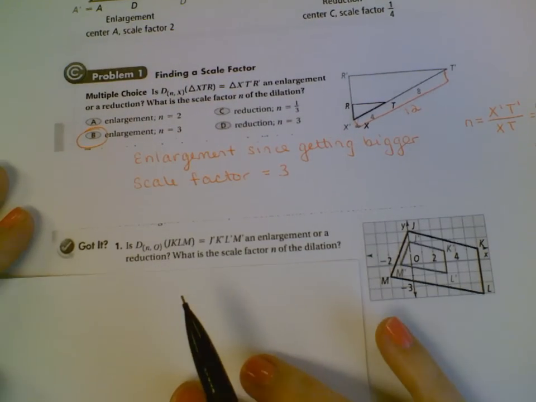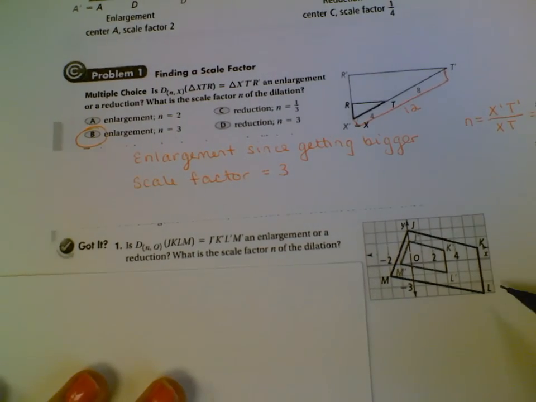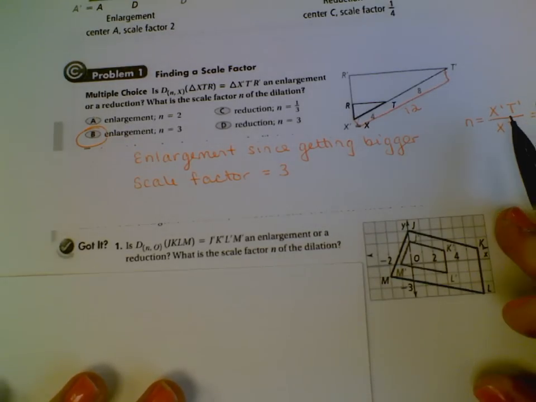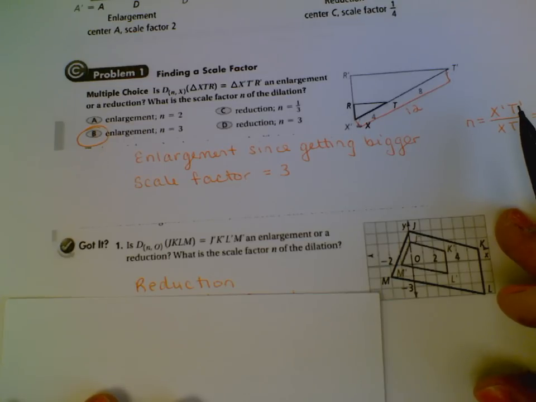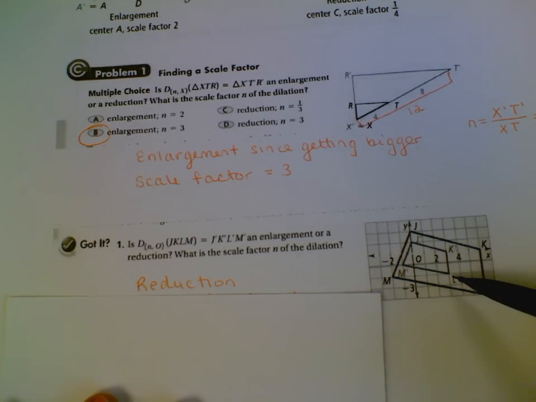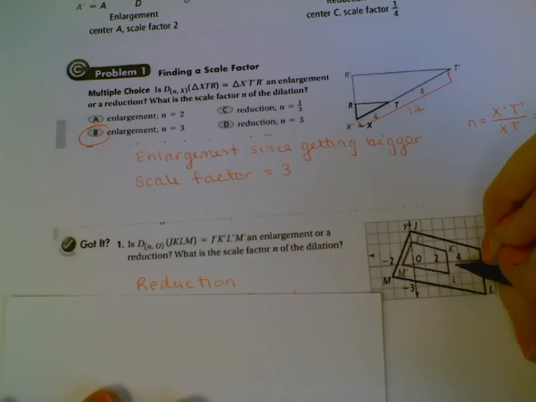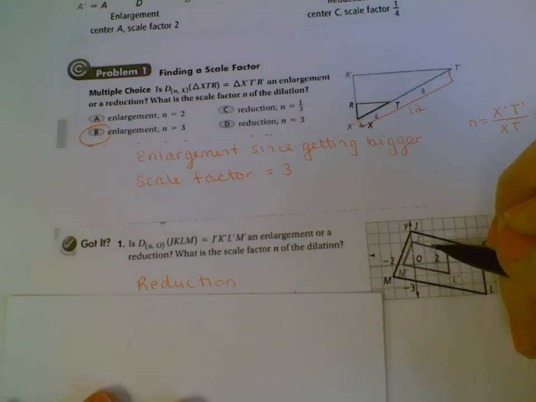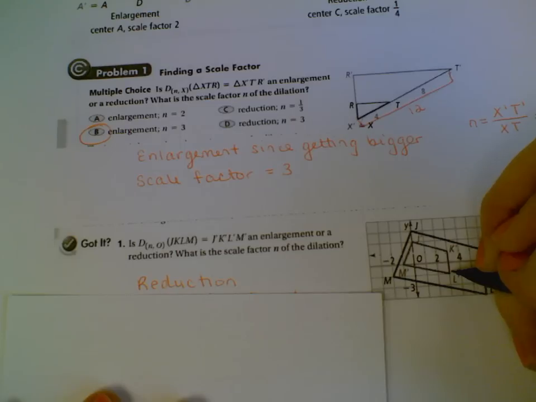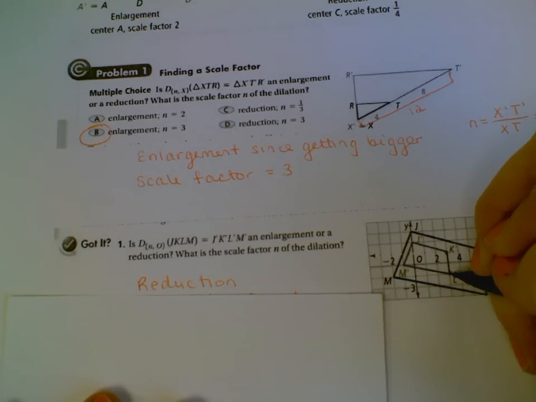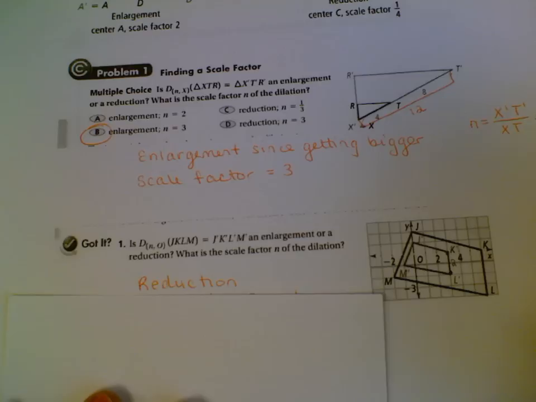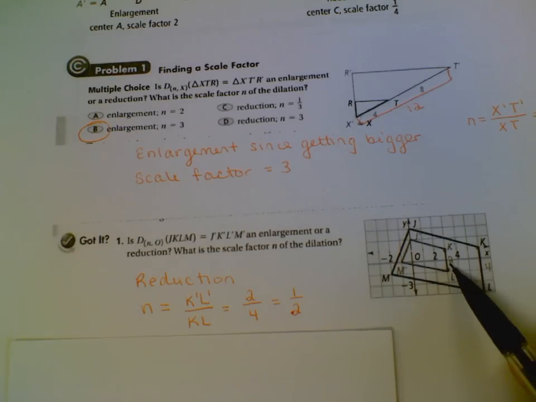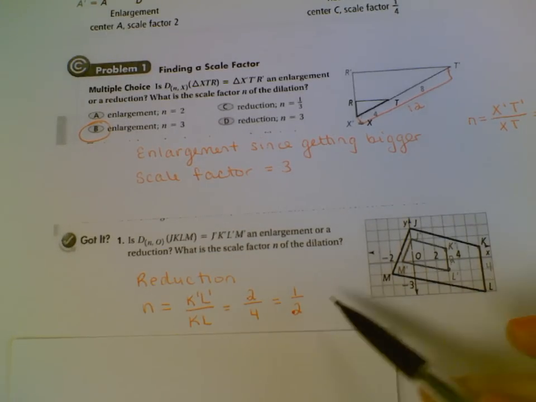In the guided question, the original is the dark colored one. The new one is the lighter one with the primes. Since it got smaller, it would be a reduction. Then I had to find the scale factor, so I do the new over the old. To find that, you want to use one of the sides you can count easily, because remember, if it's slanted, you would technically need to use the distance formula. From K prime to L prime, that would be 2. From K to L, that'd be 4. So the new over the old, 2 over 4, means my scale factor is a half.